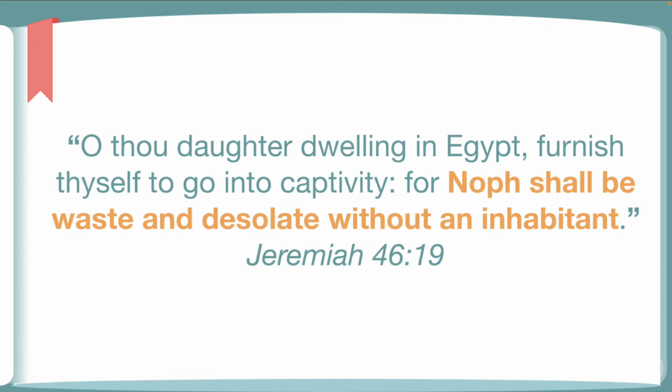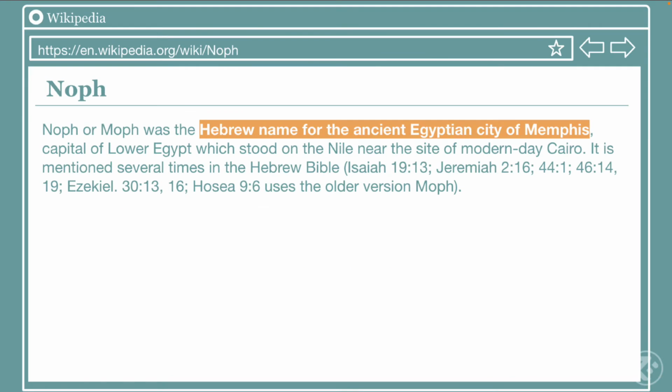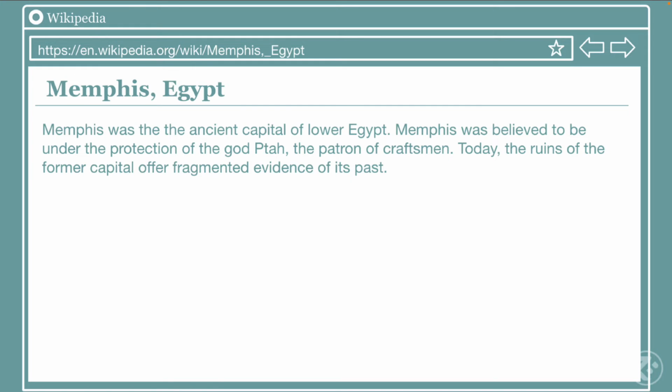So these are statements, and if we find out that this is not true, then let's just throw the Bible out. Let's just treat it as a historically accurate document that has no greater context, no greater meaning. So where is Noph? Noph is the Hebrew word for what is the modern-day Egyptian city of Memphis. Okay, so let's look at Memphis. Memphis was the ancient capital of Lower Egypt, a major metropolis, right? Memphis was believed to be under the protection of the god Ptah, the patron of craftsmen. And clearly this god doesn't exist, because today the ruins of the former capital are often fragmented evidence of its past, just as was predicted.